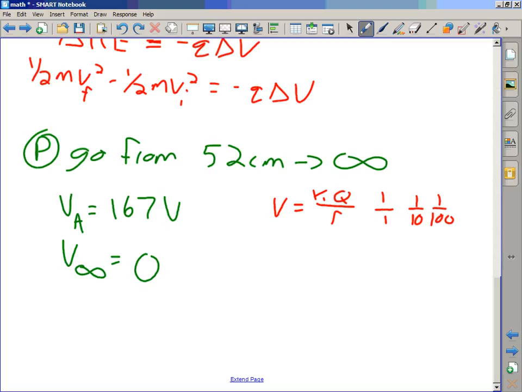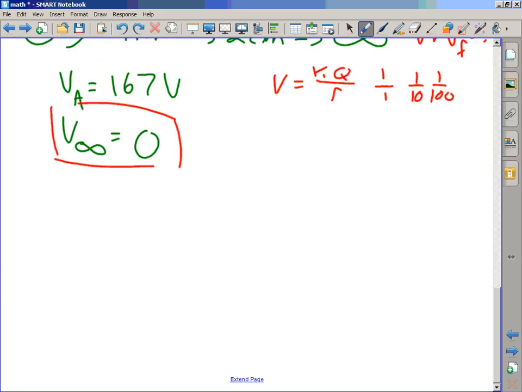So this idea right here is something you just have. You don't have to go back and calculate that. Voltage at infinite distance away is 0. So if I'm asked, the proton goes from 52 centimeters to infinity, what is the final velocity of this proton? If I just let it keep on going, what would be its final velocity all the way out there?